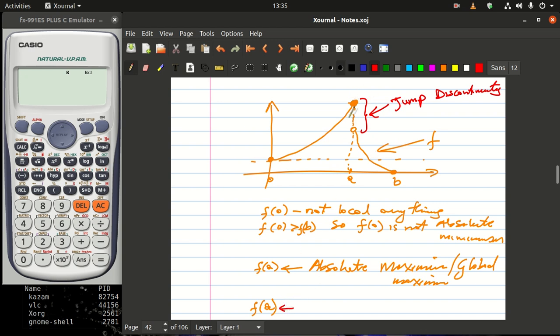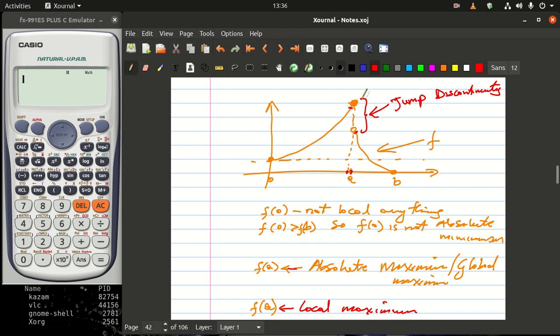If I pick a point just on the left of A, I will go all the way and hit a value that is somewhere here, which is less than that point there. And if I pick a point on the right of A, I will hit a point that is there, and this point is less than that. So both on the left and on the right, all these points are less than that point there. So this one here, we also call the local maximum. So it is a local maximum.